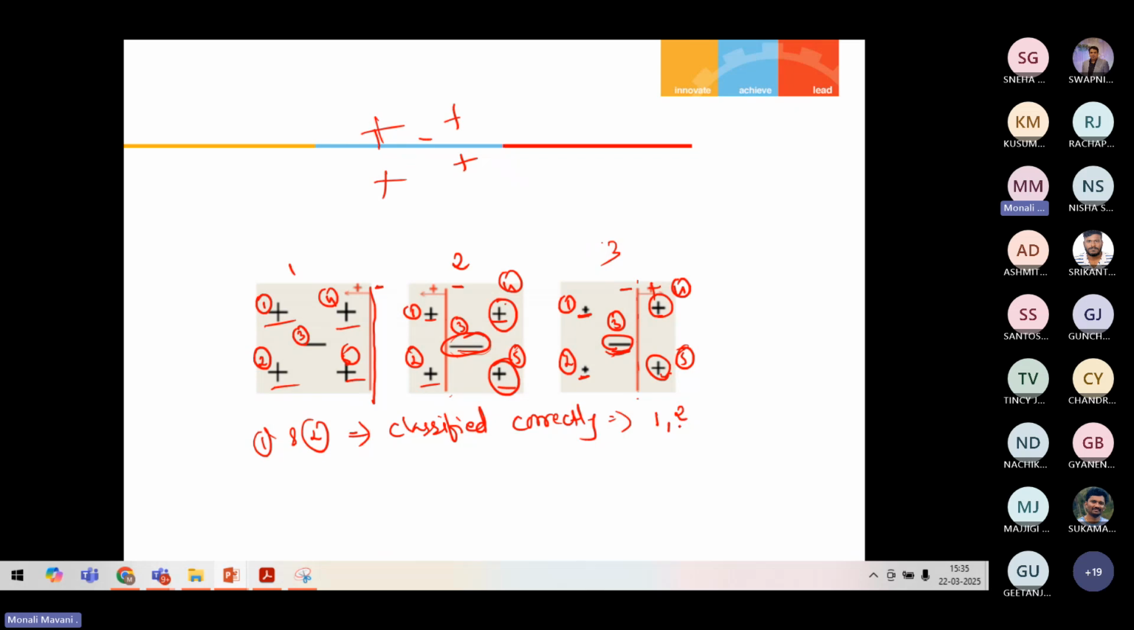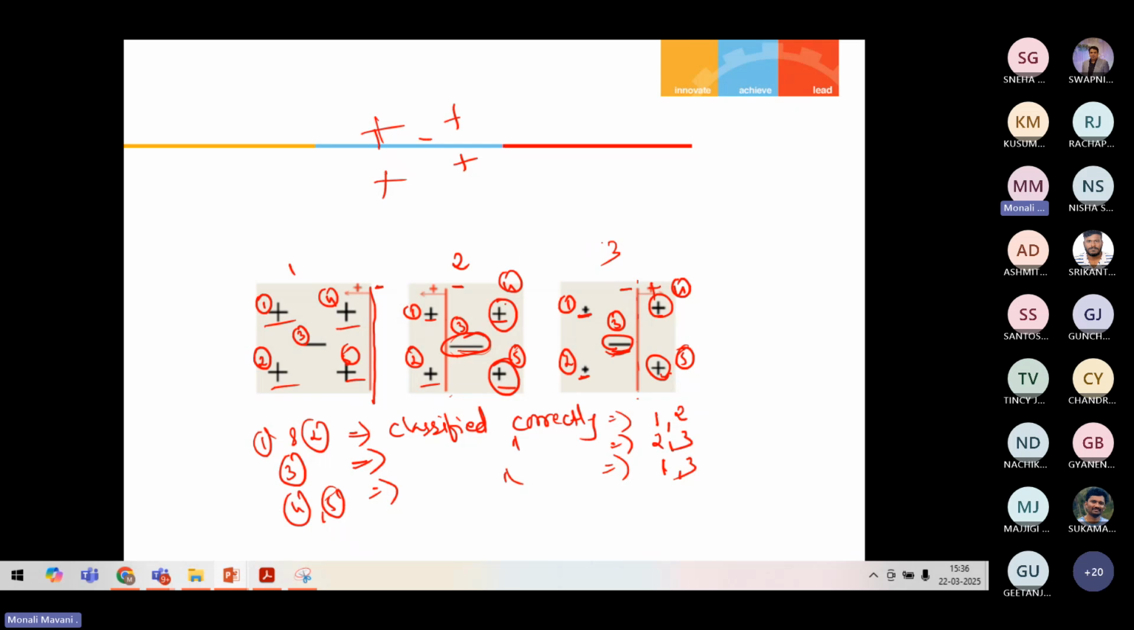1 and 2, right? Iteration number 1 and 2. Okay, then point number 3 is classified correctly in 2 iterations, 2 and 3. Correct. And then we have points 4 and 5 classified correctly, in which iterations? 1 and 3. So now you can see, by combining this, we have the AdaBoost algorithm.